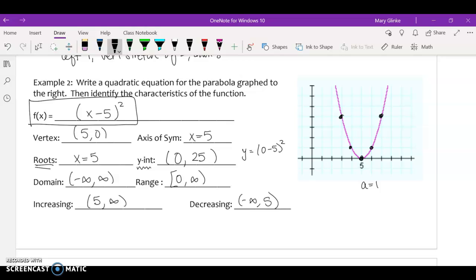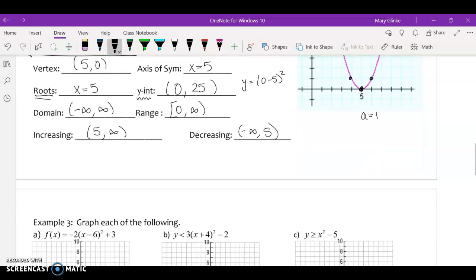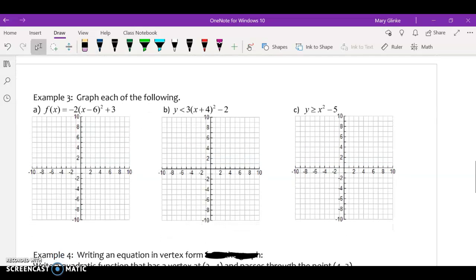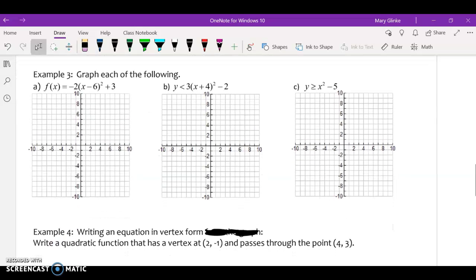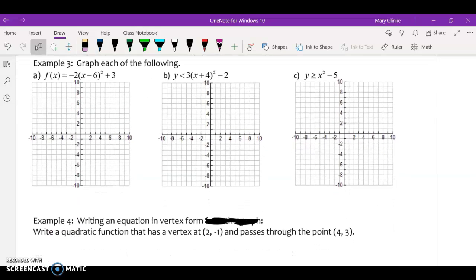Okay, so the back page is applications of this. I'm going to do one more together, and then I'm going to ask you to try the rest on your own by pausing the video. So let's do B together first, and then I'm going to ask you to pause the video and try the rest. So for B, we're going to identify our vertex here and graph it.